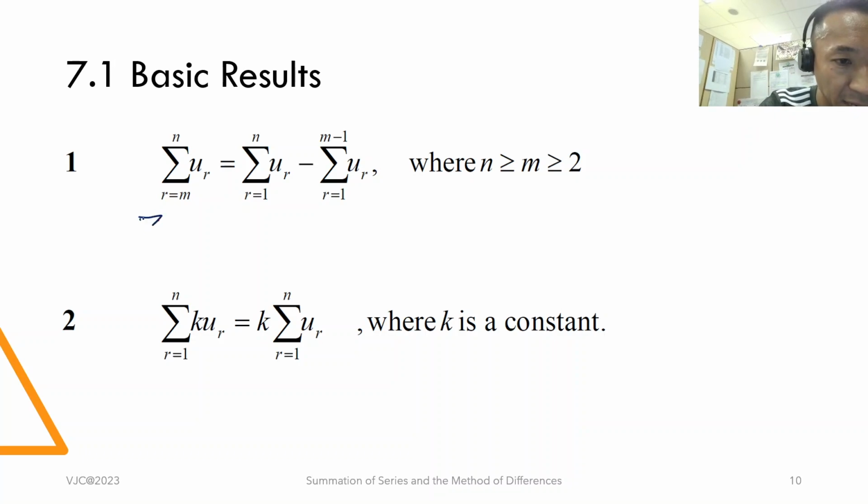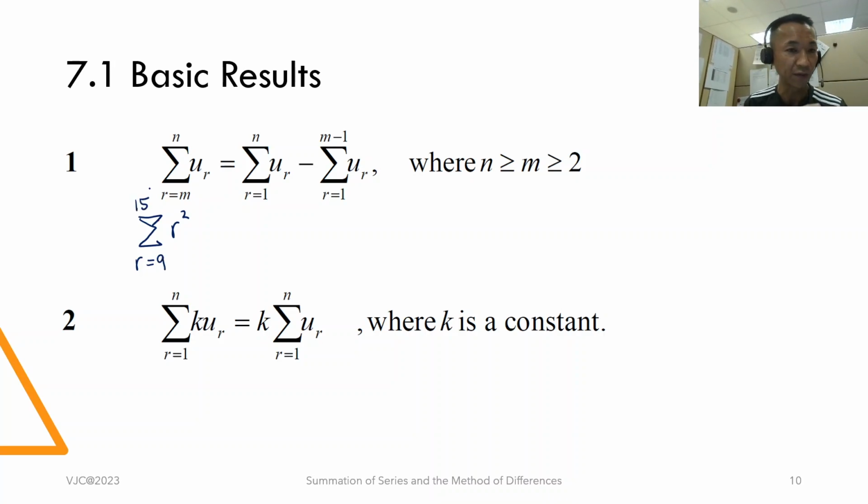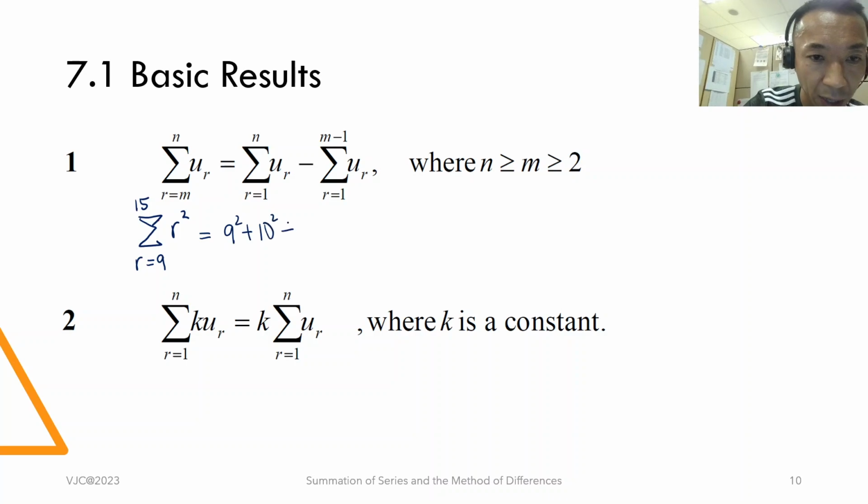Suppose I have something like that: the sum of r squared, r equals 9 to 15. Now you should know, if you have done your quiz correctly, this one is quite obvious. It's actually 9 squared plus 10 squared all the way to 15 squared.